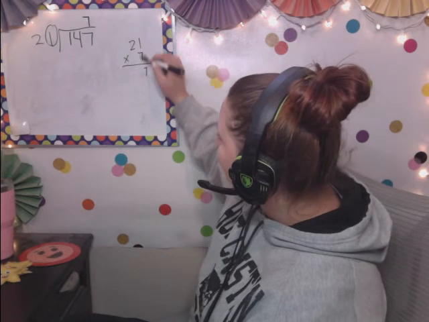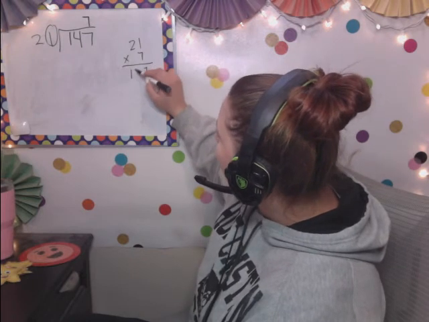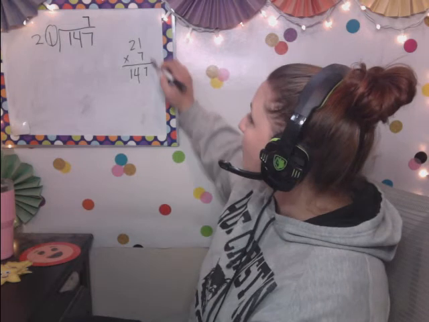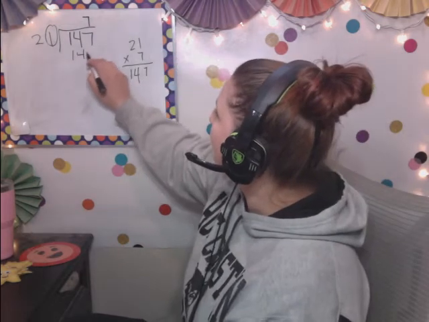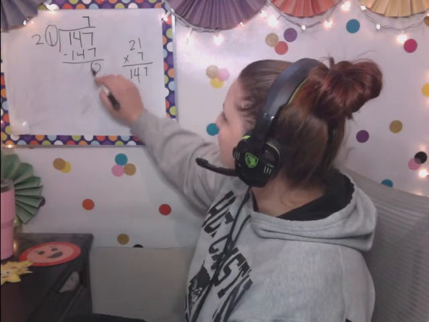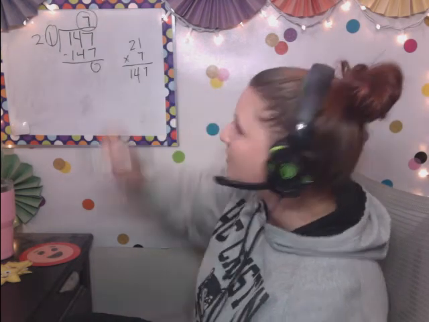1 times 7 is 7. 2 times 7 is 14, so 147. Did I get that right? Yeah, I got that right. So we know 147 is going to go here. It's going to zero out. Our answer is going to be that estimate that we had the first time, 7. Okay, I realize, guys, that was a jumble of words. I promise you this will make more sense as we continue to practice it.